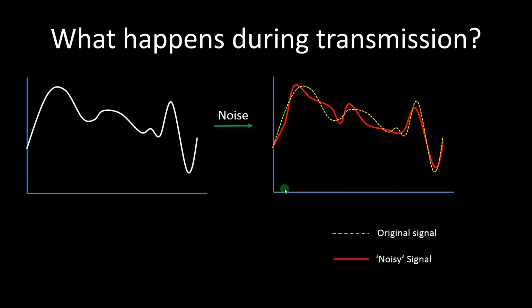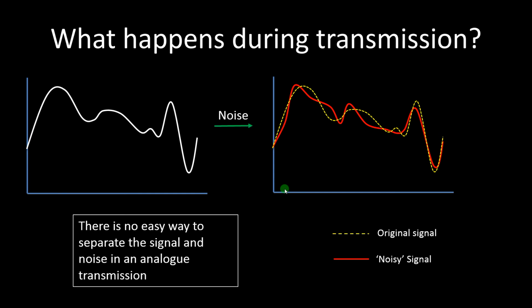So the red line is now our noisy signal. The point here is that in this analog transmission, we can't tell the difference between the noise and the signal. There's no way to separate the signal and the noise once it's been transmitted and received. So your TV station will transmit the thing on the left, the white line, right? And your TV aerial will pick up that plus the noise, so the red line. And it's got no way of telling what the noise is, how to get rid of it.